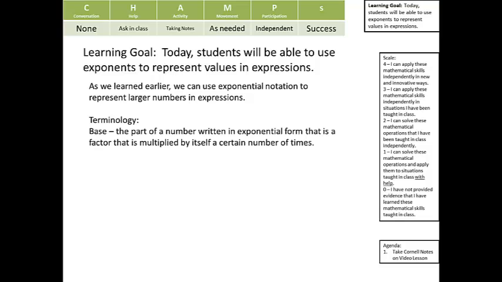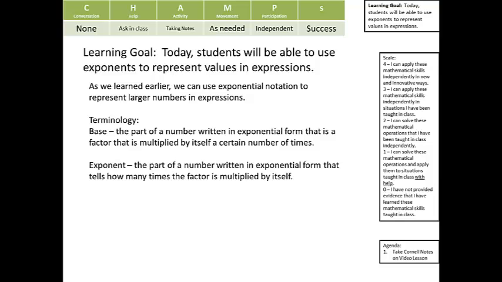The base is the part of the number when we write it in an exponential form that's a factor, which means we're going to multiply it by itself a certain number of times. The next term is exponent, and the exponent is the part of the exponential form that tells us how many times we're going to multiply the factor by itself.